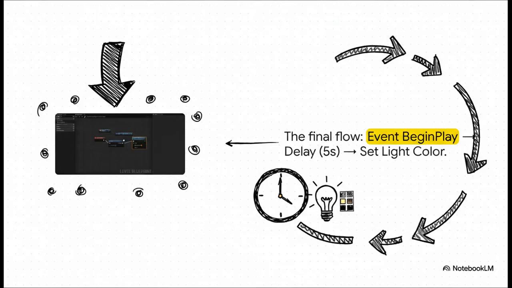And check it out, that's our finished product. The flow is super clear, right? The game begins, it pauses for 5 seconds, and then it fires off the command to change our light's color. Simple, automated, and it just works.